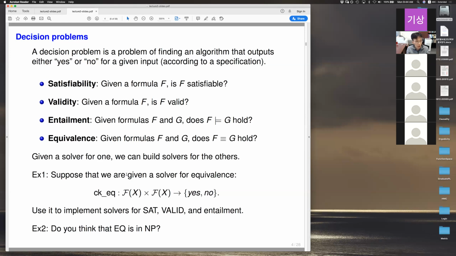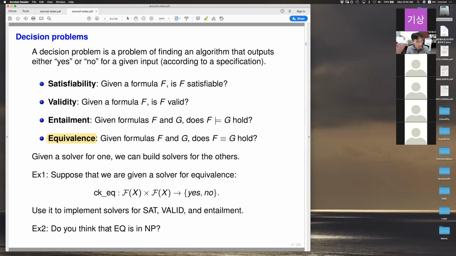So we have a solver for the last case. So this guy. And then this question asks you to implement solvers for the other three: satisfiability, validity, and entailment. So that's the first question I wanted you to think about.